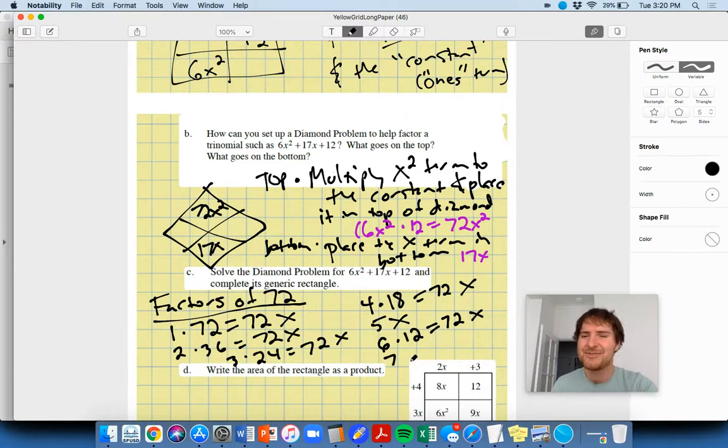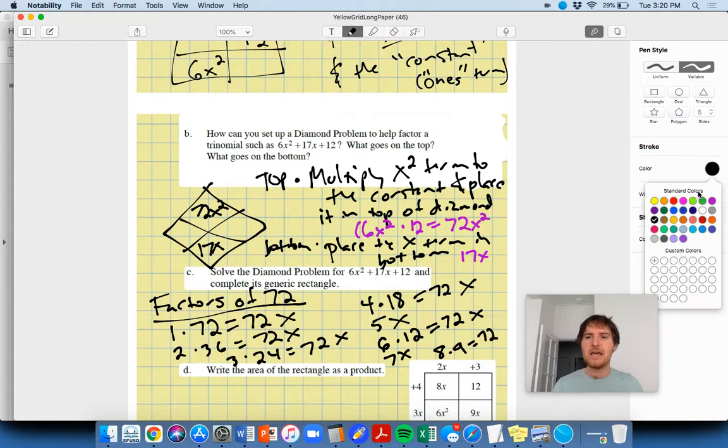7, no, that goes into 70, goes into 77. That's not going to work out. What about 8? 8 does go into 72, right? 8 goes into 80, of course. Subtract 8 from that, you get 72. So that means it must be 9. 8 times 9 equals 72.